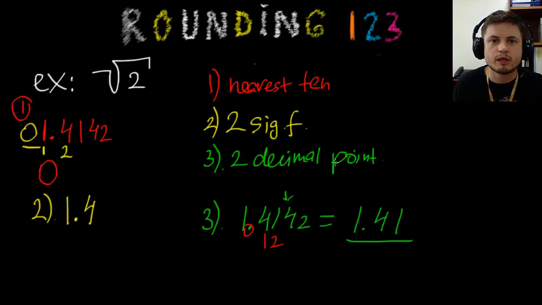And that's pretty much it for the rounding IB style and how to round to decimal points, to significant figures, and to nearest tens, thousands, hundreds, and so on.